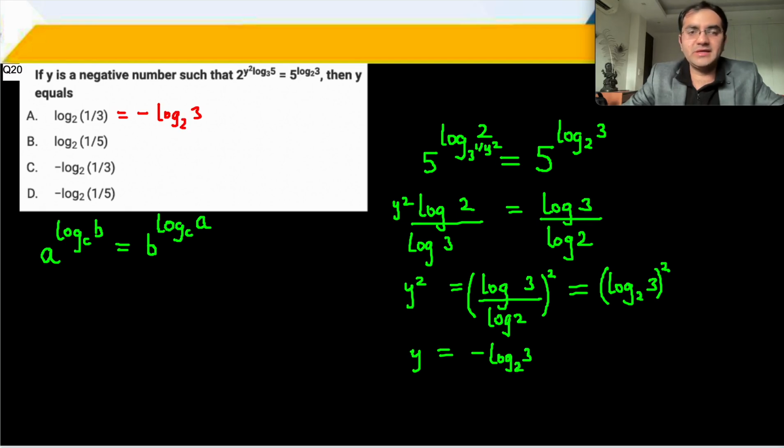For example, 1 by 3 becomes 3. You get a minus sign over here. It now matches and the answer is A part. And that is the question.